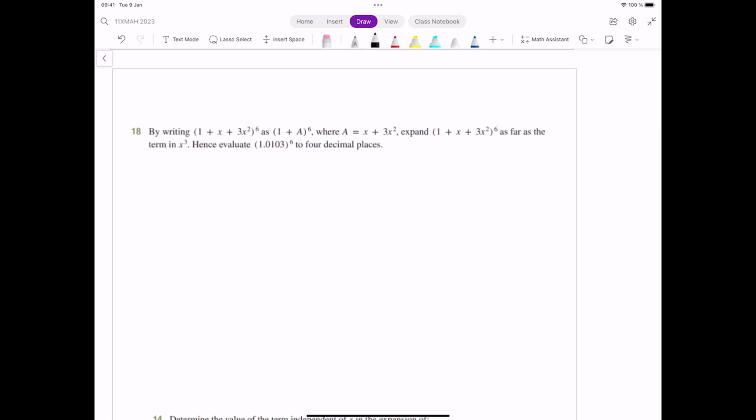Okay, this is where they get fun. By writing (1 plus x plus 3x squared) all to the power of 6 as (1 plus a) to the power of 6, where a is x plus 3x squared, expand (1 plus x plus 3x squared) to the power of 6 as far as x cubed. So let's have a look at (1 plus a) to the power of 6.